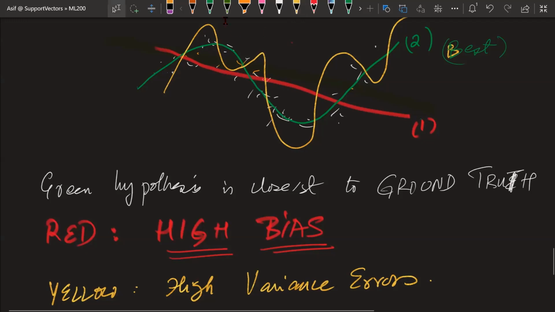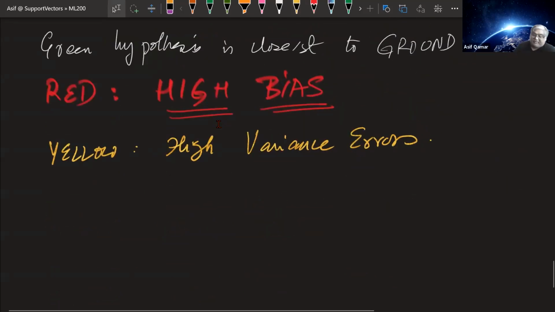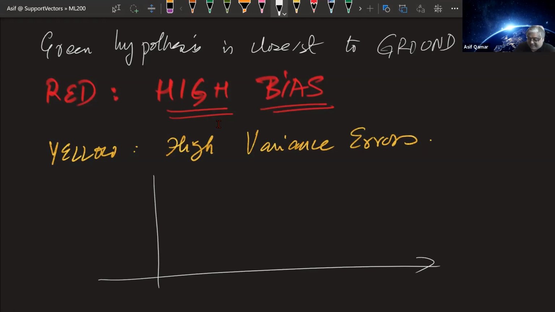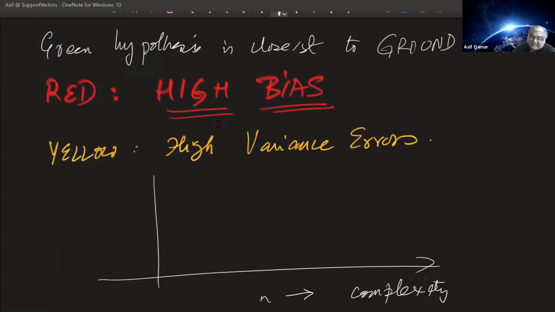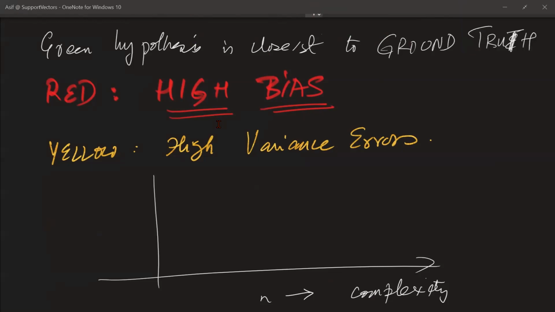So that brings us to the next question. If you were to make the bias variance plot, how would it look? Suppose this is the degree of the polynomial. As the complexity increases, or you go to higher degree polynomial, in terms of bias, how would the bias errors go? Would they increase or decrease as you increase the degree of the polynomial? It'll decrease.